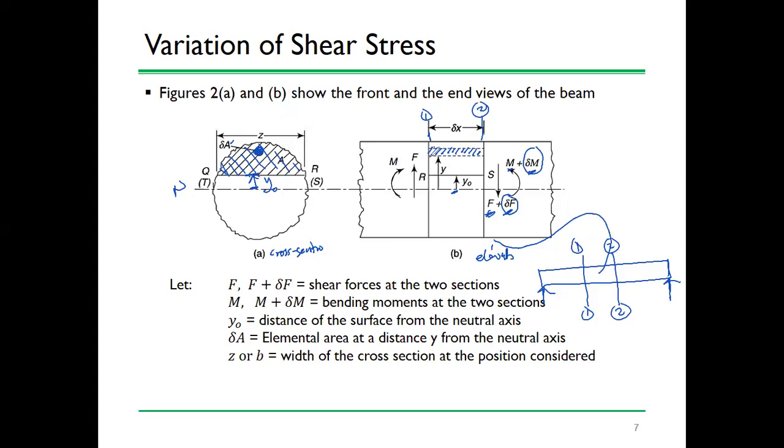The area of this small portion we are considering is delta A. That is the small area, and the whole area is actually the shaded portion. Now, Z or b will represent this Z you are seeing here, the width of the beam. So this represents any shape. This one represents any shape.